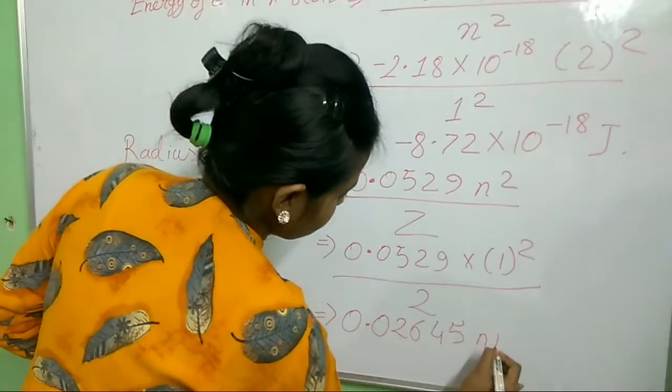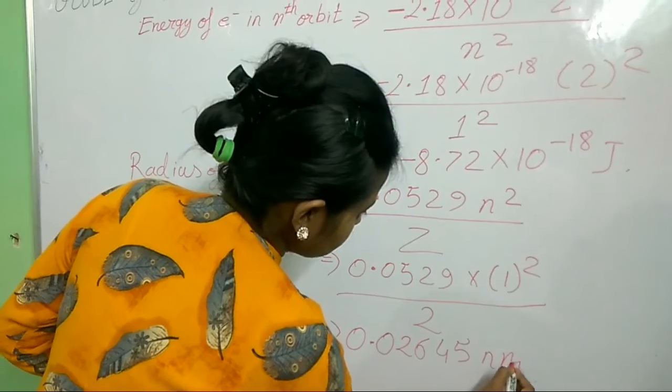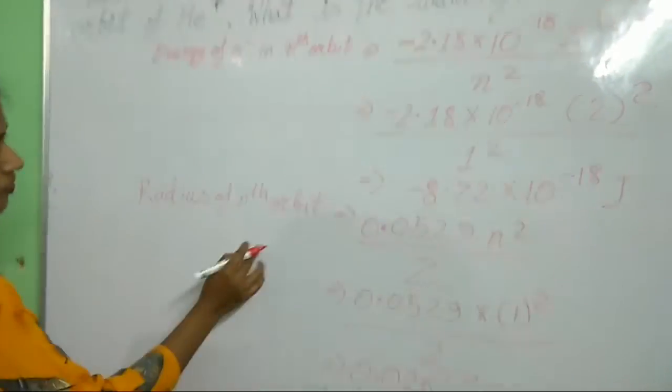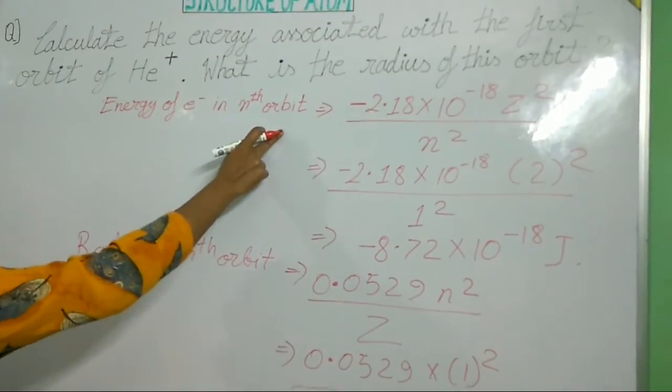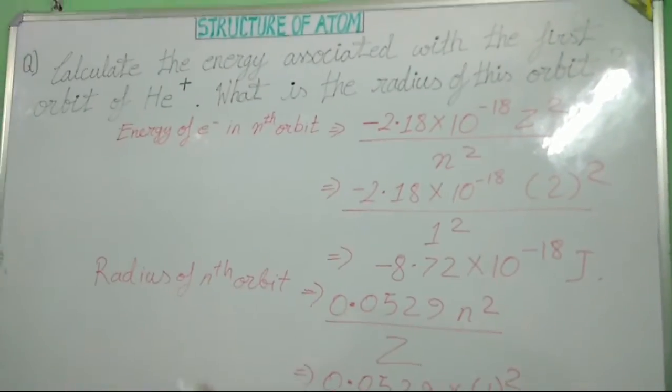0.02645 nanometer. This is the radius of the orbit, and this is the energy of the electron in the nth orbit. Got it? Now let's move on.